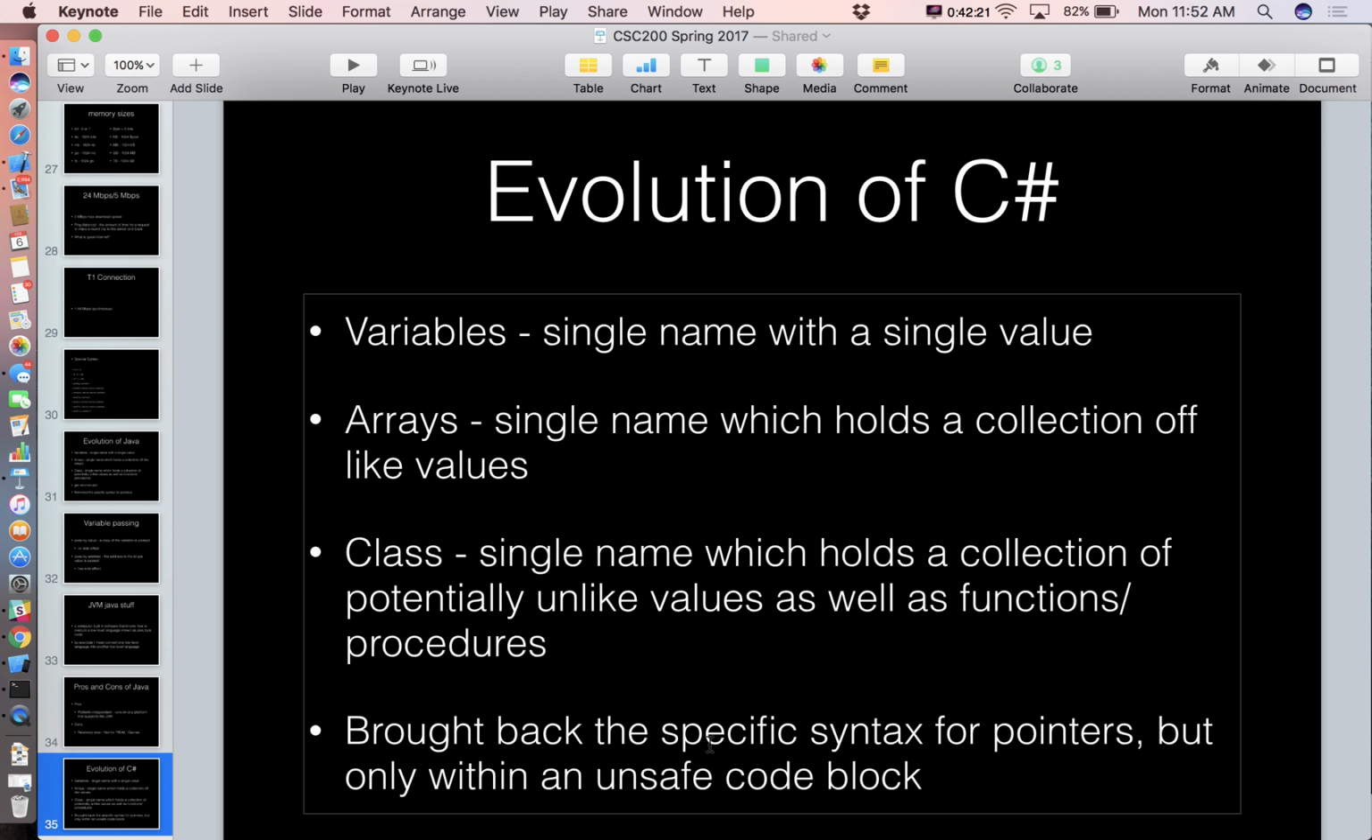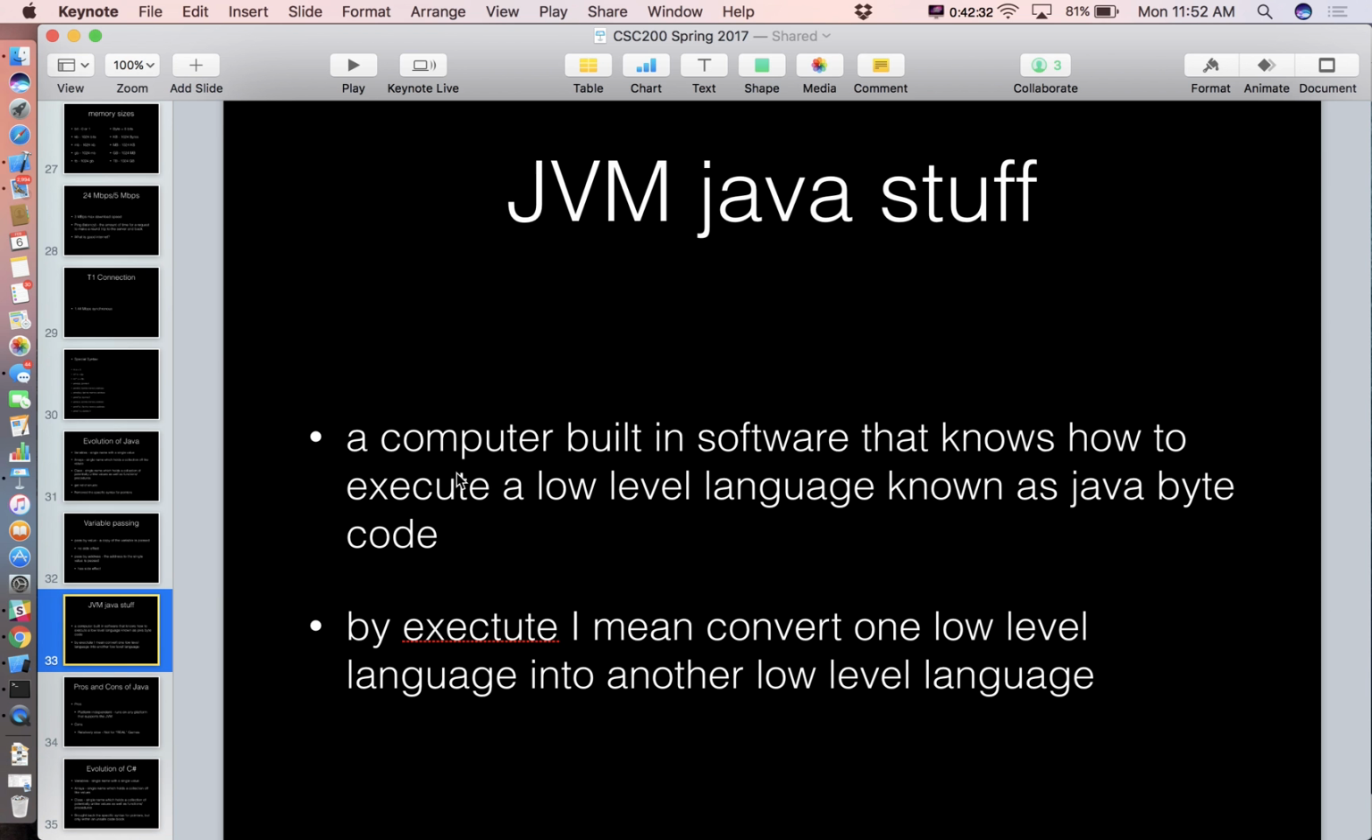All right, so they brought back the specific syntax to empower the programmer who did know what they were doing to do some stuff. Okay, now let's finish off today by having this Java virtual machine discussion as it relates to C#.